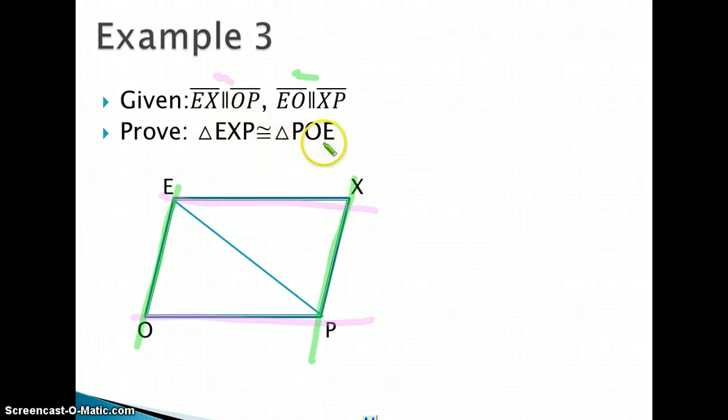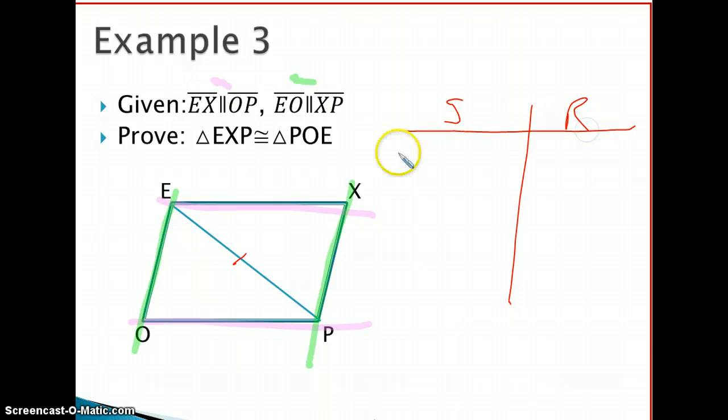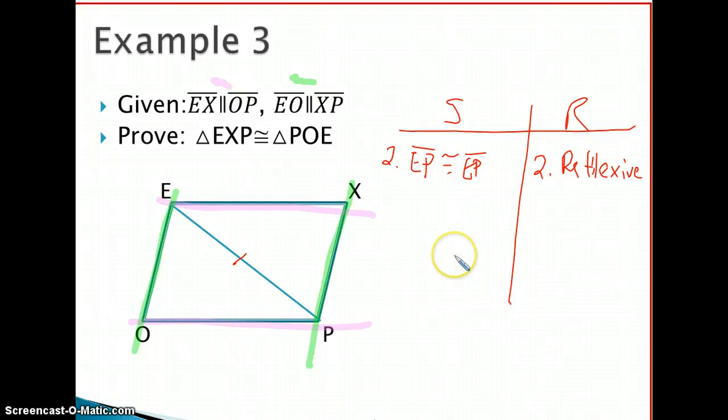So we want to show that EXP and POE are congruent triangles. Well, something that should be pretty obvious anyway is that we can show that those segments are the same. So if I were to start off this proof, I could say in step 2 that EP is congruent to itself. And that's by the reflexive property.